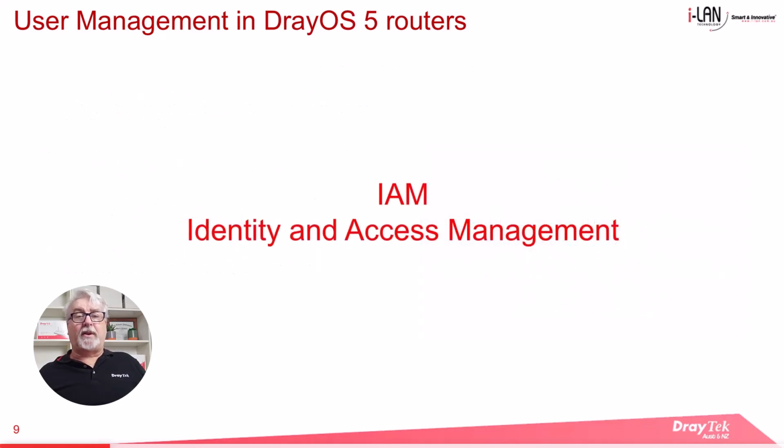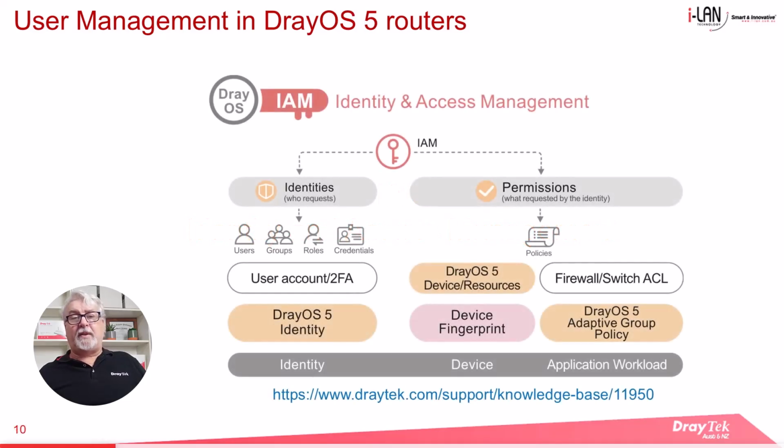Okay, let's have a closer look at the IAM feature, which stands for Identity and Access Management. This is now available in DrayOS 5 routers such as the Vigor 2136 series. As shown in this diagram, IAM is a framework of policies that helps manage how users interact with digital resources, ensuring that only authorized individuals have access to specific information and actions. In the context of DrayTech routers, particularly with DrayOS 5, IAM is implemented to enhance network security and management.